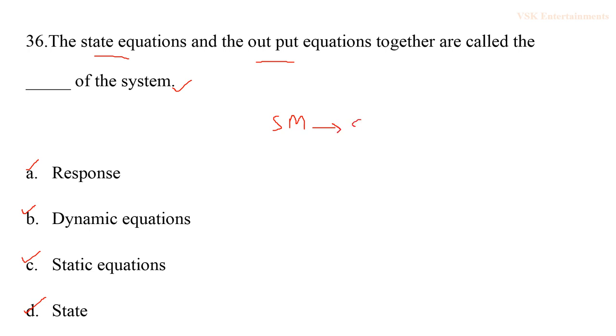That is, the state equation, which is represented as x dot of t, and output equations, which is represented as y of t. The combination of state equation and output equation is known as dynamic equations of a system. So for this bit, option B is the right answer. The combination of state equation and output equation of a state model is known as dynamic equations of a system.